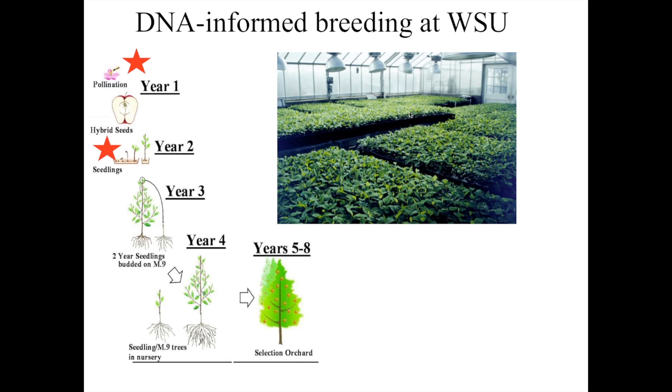The second star is the second stage that we've been applying DNA-informed breeding, and that's marker-assisted seedling selection. And we've been doing that for about 5 years in the program. And I've been doing this in collaboration with my colleague Cameron Peace. He runs WSU's Tree Fruit Genotyping Lab over on the main campus in Pullman.